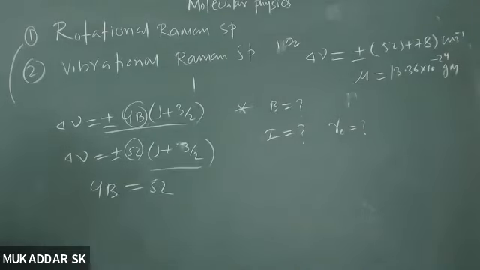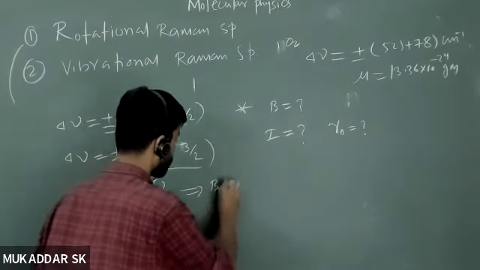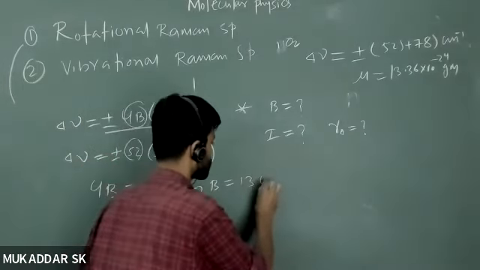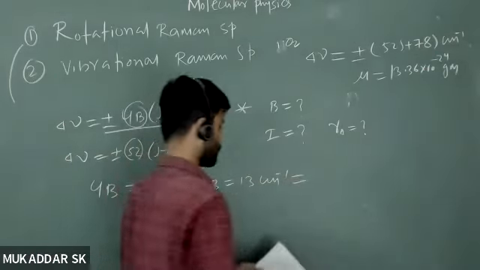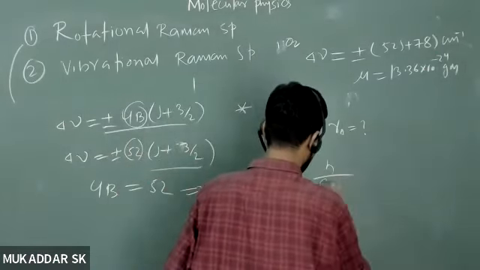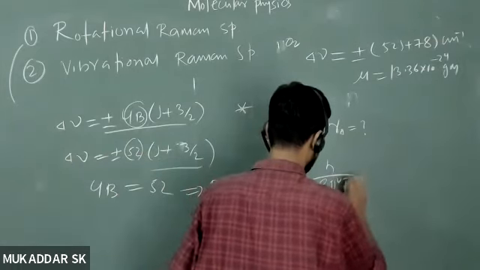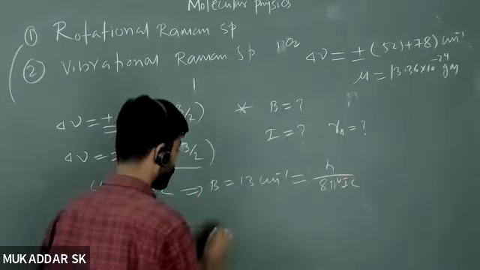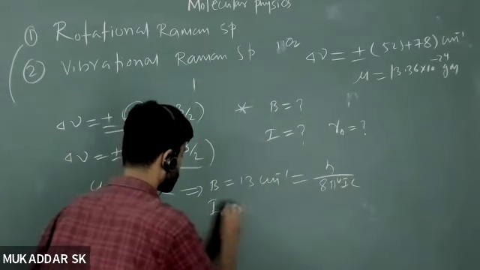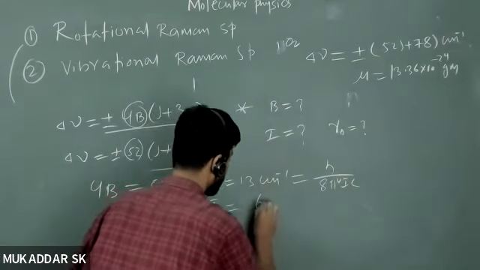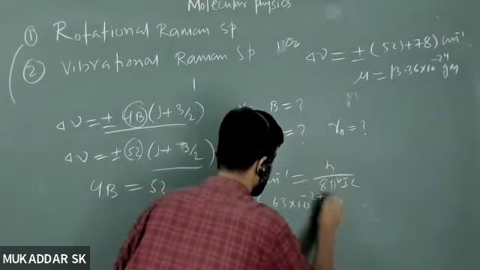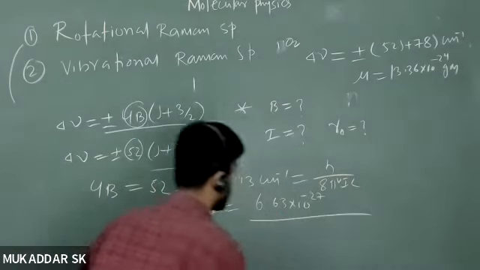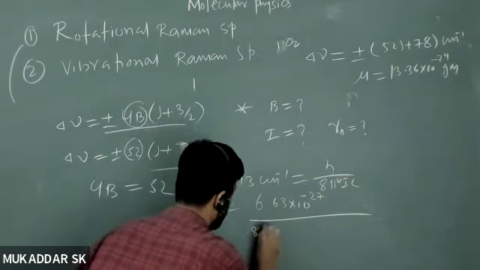Please respond me. Yes, sir. Okay, now can you calculate how much b will be? 13 centimeter inverse. And b is actually how much? It is actually h by 8 pi square IC, right? So you have already calculated b, so you can calculate I also. So I will be how much? 6.63 into 10 to the power minus 27 in CGS unit, because divide by 8 pi square.